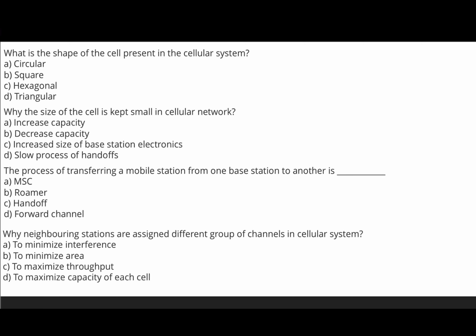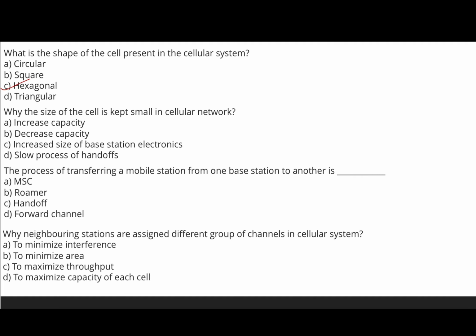What is the shape of the cell present in cellular system? Option A, circular. Option B, square. Option C, hexagonal. Option D, triangular. Usually in cellular systems, the coverage area of each cell is represented by a hexagonal shape because it provides efficient coverage without gaps, minimal overlap between adjacent cells, equal distance to the neighboring cells, and simplified frequency reuse planning. So, the hexagon is the most practical geometrical shape for modeling cell coverage. The answer is option C, hexagonal shape.